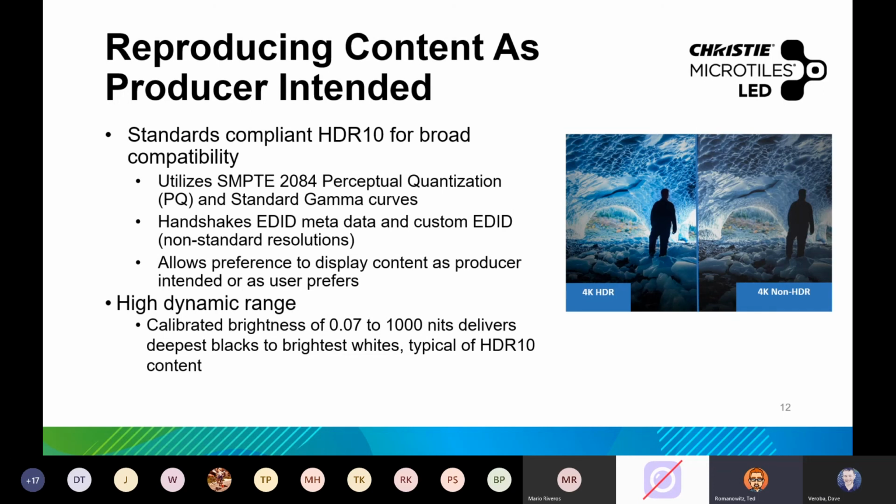In addition, we can utilize custom EDIDs. For example, perhaps you don't want it as bright, or perhaps you want to oversaturate the colors for even more dramatic effect. You can create your own custom EDIDs. So you can either have it as the producer intended, or as the end user prefers. It's kind of a balance of both approaches. You get to decide. In terms of HDR, we have a really broad range. From the darkest blacks, we're calibrated from 0.07 nits all the way up to 1,000 nits. So a really, really super high dynamic range.